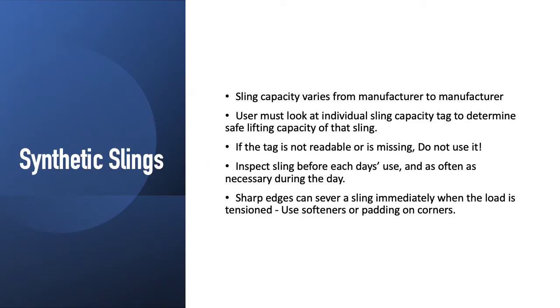So sling capacity does vary. Usually they'll have different colors for different capacities, so you can easily identify that's a 500 pound or a 5,000 pound or a 10,000 pound sling based on color. The user must look at the sling capacity and inspect it prior to use. If the tag is not readable or missing, you can't use it. Same thing with your wire cables. Inspect slings before each day's use and as often as necessary during the day. And lastly, when you're using them, beware of sharp edges because they can cut slings. Some slings have a protective cloth on the outside, but even that protective cloth has some rated capacity within it. So once it's compromised, it still needs to go.